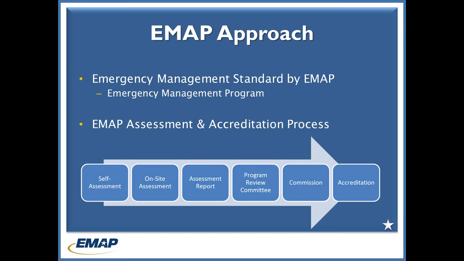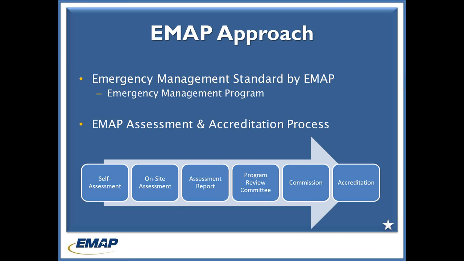So now we'll move on and we'll talk about the EMAP assessment and accreditation process. The process builds on standards and assessment work by various organizations, adding requirements for documentation and verification that neither the standards nor the self-assessment alone can provide. The process assesses strengths as well as areas of improvement. As with most professional accreditation programs, there are several phases in the process.